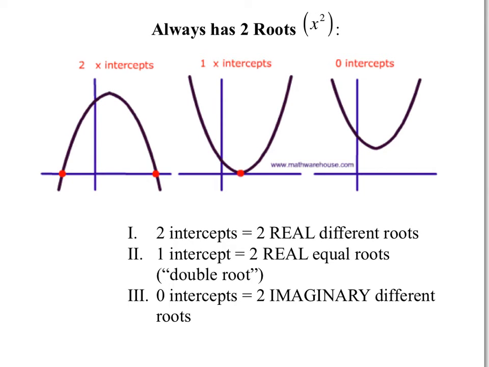So let's say here, I'll call that 1. So the root here we would say is (1, 0), (1, 0). We would identify the root twice. That's also called a double root. If you have no intercept, which is this graph right here, there are still two roots, but they are imaginary. Two imaginary different roots. And on a graph, we will not be able to read what those actual roots are. We will only be able to say that they are imaginary.